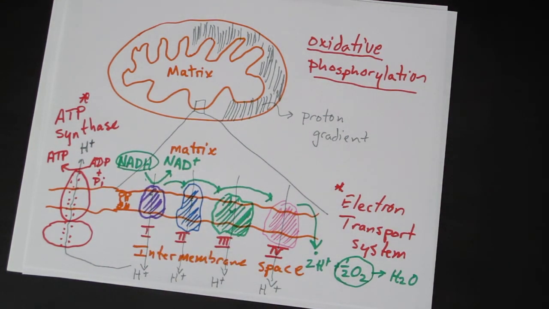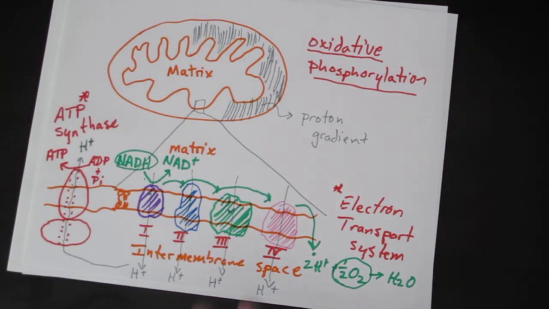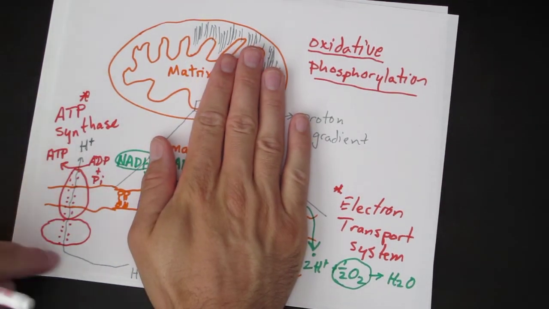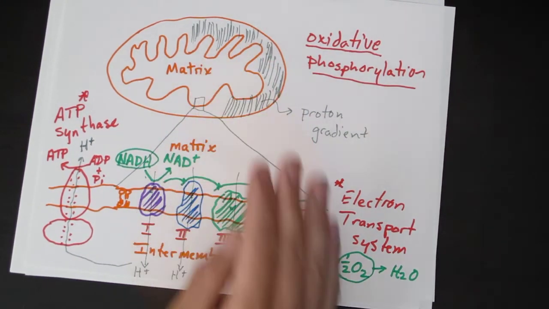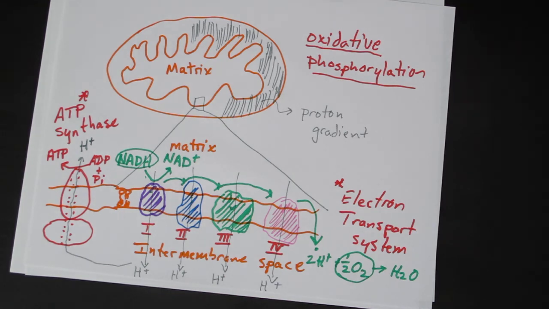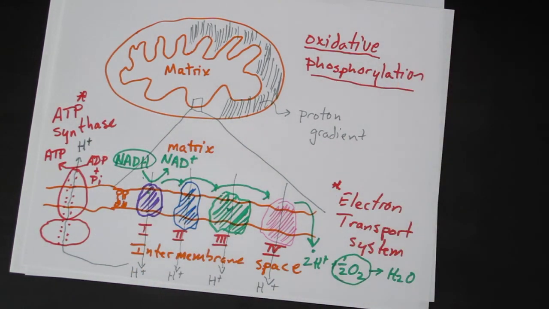Those two processes have to work together in order for ATP to be made. If ATP synthase were not working, this process would not result in the production of ATP. It would just result in the production of a proton gradient. And similarly, if this process were not working, this enzyme would just sit here doing nothing and ATP would not be made. So they have to be together in order to work. Because they have to be together in order to work, we say that those processes are coupled. We've coupled the electron transport system with ATP synthase in oxidative phosphorylation.